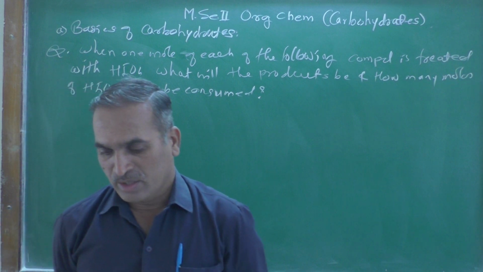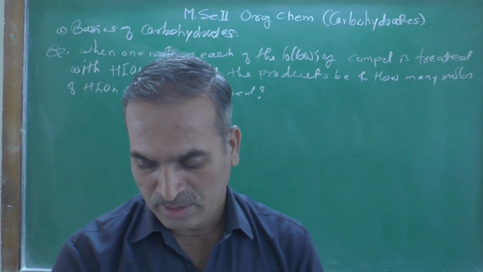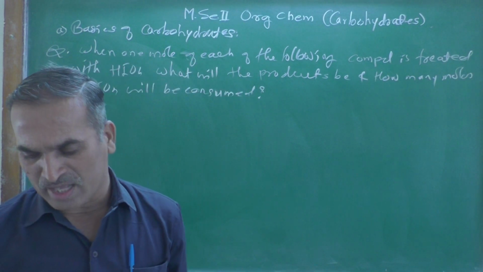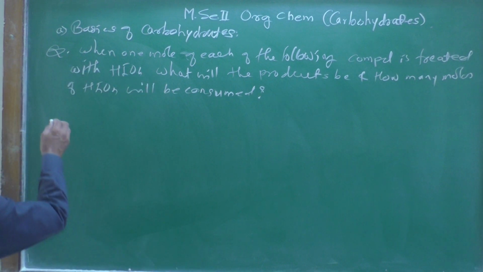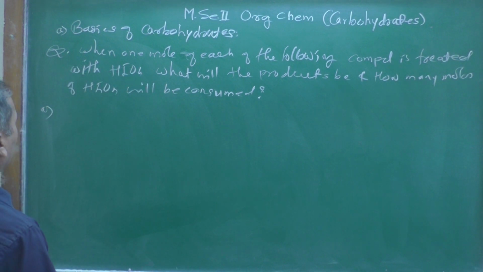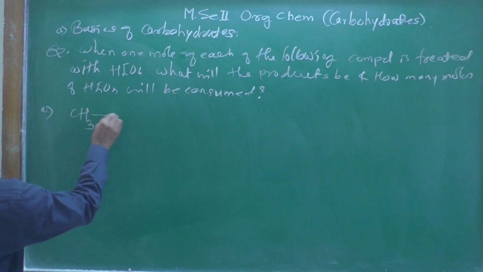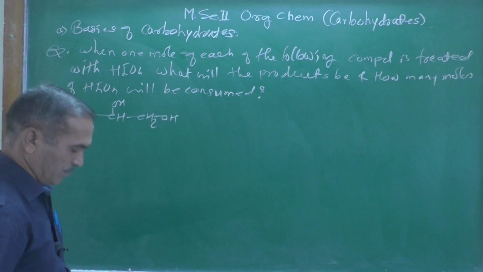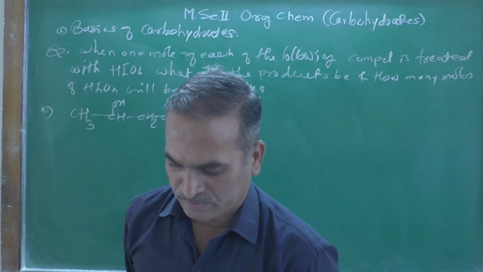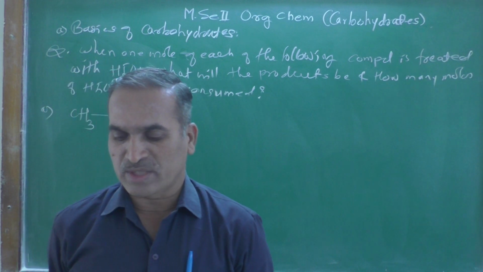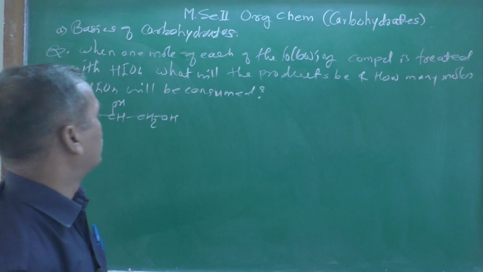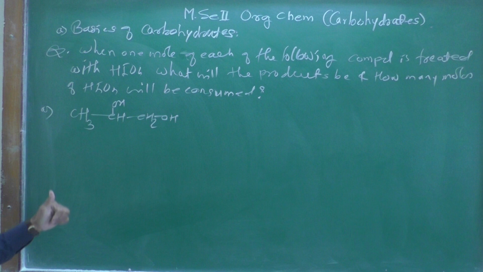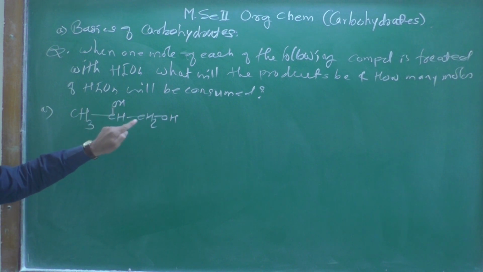Now I am giving one example of each, and from that you have to answer the question. Let us begin with the first molecule I am giving over here. Here CH3, then CHOH, then CH2OH. So this is the molecule, and now you have to tell me how many moles of periodic acid this structure will consume. The structure is CH3, CHOH, CH2OH.